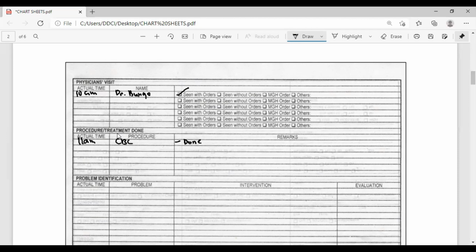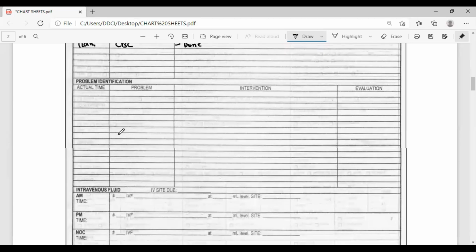Okay, then for the problem identification, so this is the charting of the nurse, no? So you have to put in the actual time. So let's say you begin your rounds with the patient and you found out that there's a problem, so you write there, say 8:30 a.m. Then the problem of the patient is, let's say, fever. Okay, then with temp of 38.7 degrees Celsius, and then you write in your interventions.